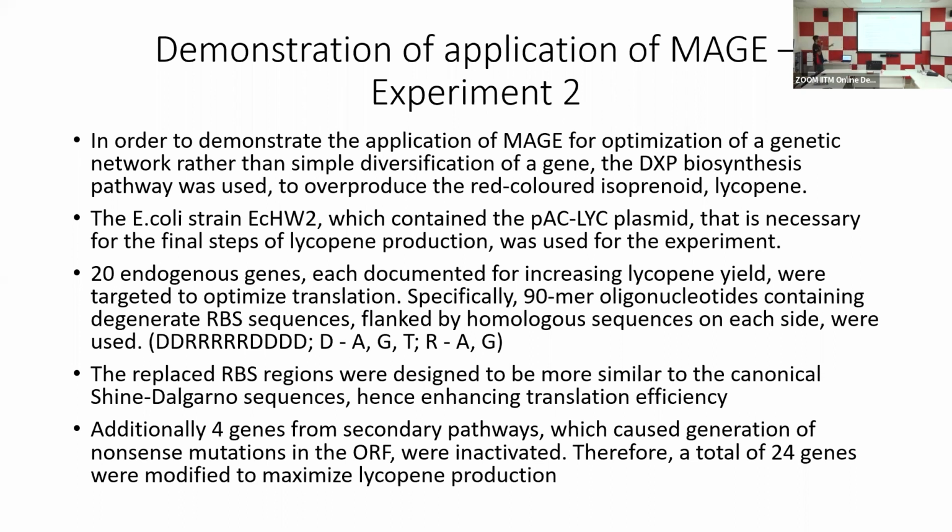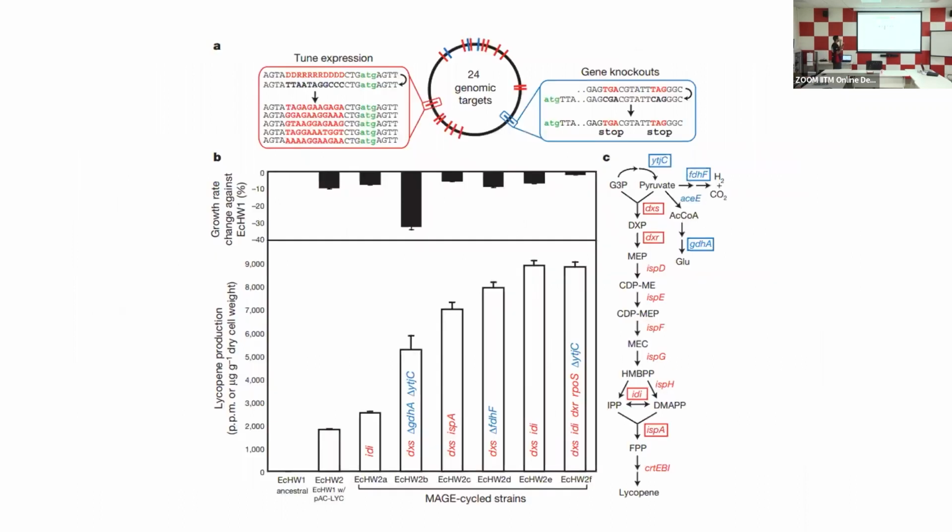Additionally, other than the 20 endogenous genes which were used for increasing lycopene yield, 4 genes from secondary pathways, which themselves cause generation of nonsense mutations. Nonsense mutations basically produce stop codons inside the ORF, and in order to stop them from doing so, they were inactivated. Therefore a total of 20 plus 4 genes were modified to maximize lycopene production. So you have 24 genomic targets, out of which 20 are optimized for translation efficiency, and 4 are gene knockouts, so that they don't cause production of stop codons in the middle of the ORF.